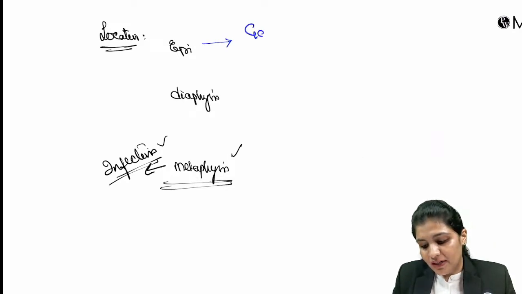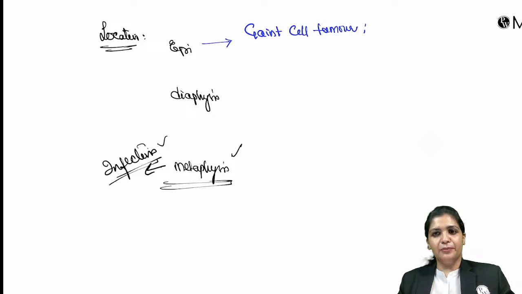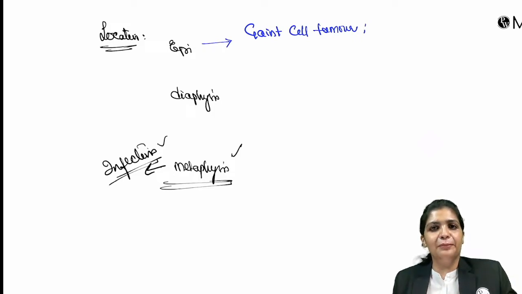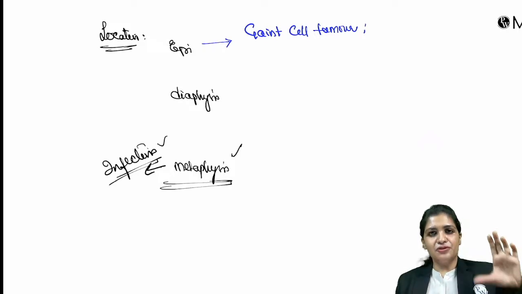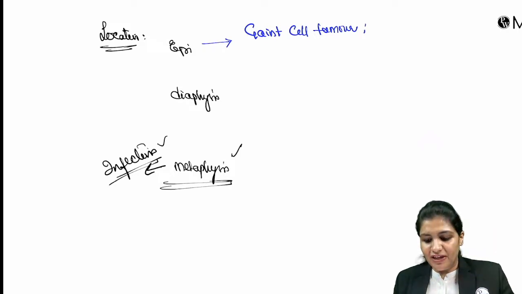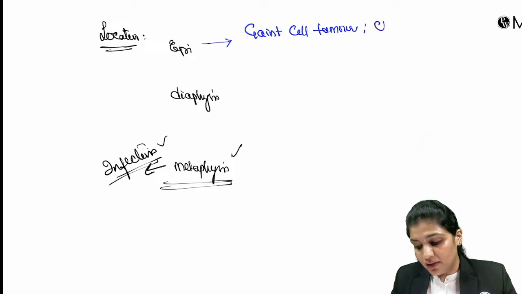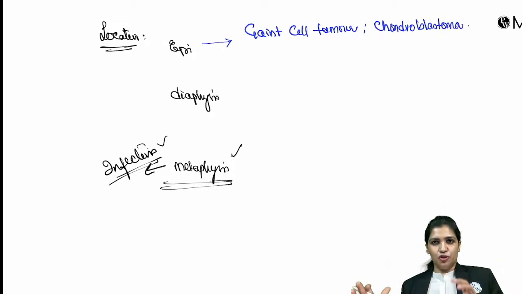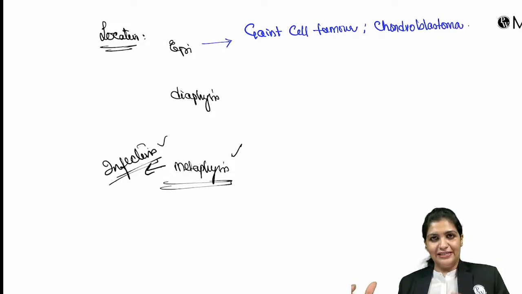So first one is your giant cell tumor or the osteoclastoma. The main thing you have to remember is the epiphyseal location. So in the long bone, if you see a tumor in the epiphysis, it could be a giant cell tumor, or the second one is your chondroblastoma. So these two tumors are mainly seen in your epiphyseal region.